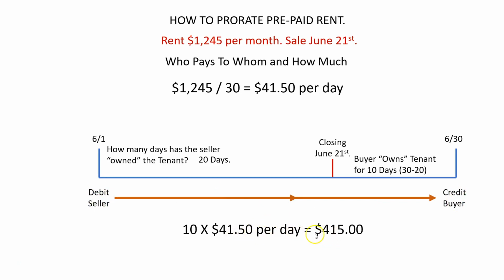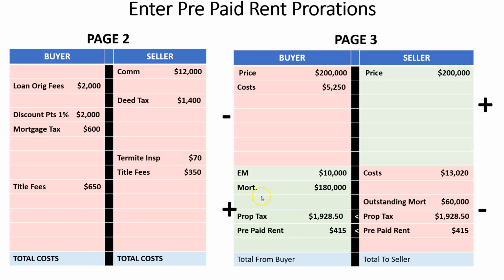$41.50 a day, 415. And that will go in the same place once again, but on the other side, we can see here that the prepaid rent, $415, has come from the seller's pocket into the buyer's pocket, the same way as the property taxes did.